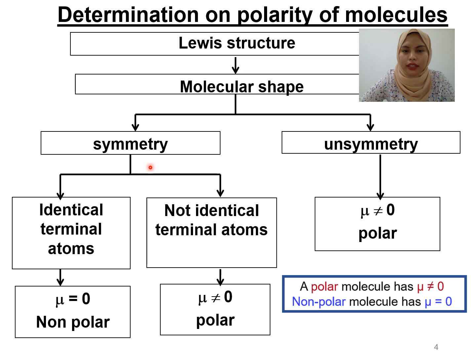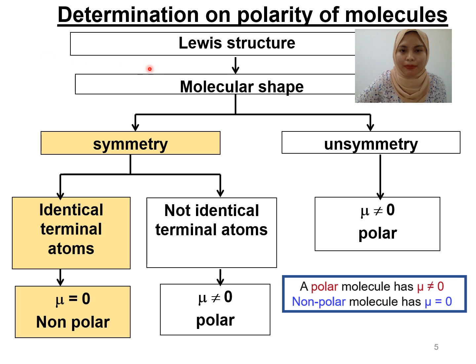Okay, whereas if you have a symmetrical molecular shape but the terminal atoms are not identical, therefore the dipole moment will not be equal to 0. There will be a dipole moment in that molecule. When the molecule has a dipole moment, therefore you can say that it is a polar molecule. If you have an unsymmetrical molecular shape, for whatever it is, you will know that it is going to be a polar molecule because the dipole moment exists.